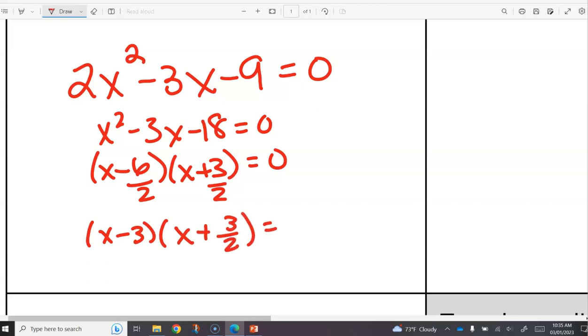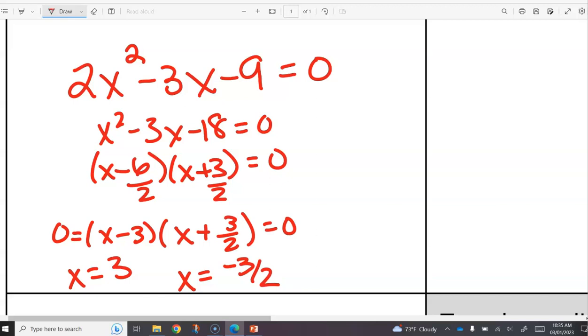I cannot simplify that fraction anymore. We're solving for x, so make each piece equal to 0 and get our pieces out. Here we're going to get x is equal to positive 3. Over here we're going to get x is equal to negative 3 halves. Okay.